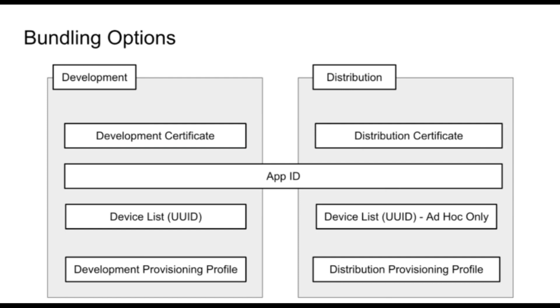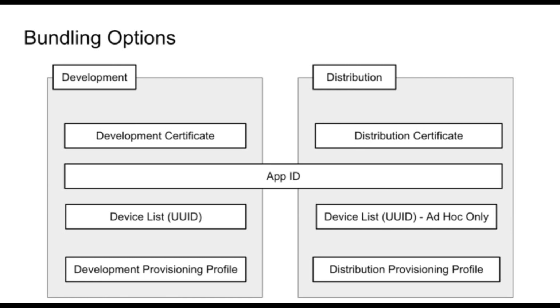So if I summarize, you have the development track and the distribution track. When you have to create a build, first you need to know whether this is a development build or a distribution build. And then once you know which track you are in, you need to have the correct certificate. If you are in the development track, you will need a development certificate. If you are in the distribution track, you will need a distribution certificate. And the next level is your app ID. So irrespective of development or distribution, you need an app ID.